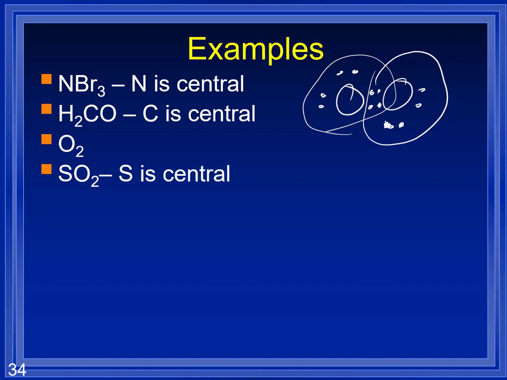Let's get as nasty as we can get. This is probably the nastiest one I can give you. SO2. It tells you S is central. So I look up S on the periodic table. It's in group 6A, so it gets 6 dots. Look up O on the periodic table. It's also in group 6A. 6 dots.